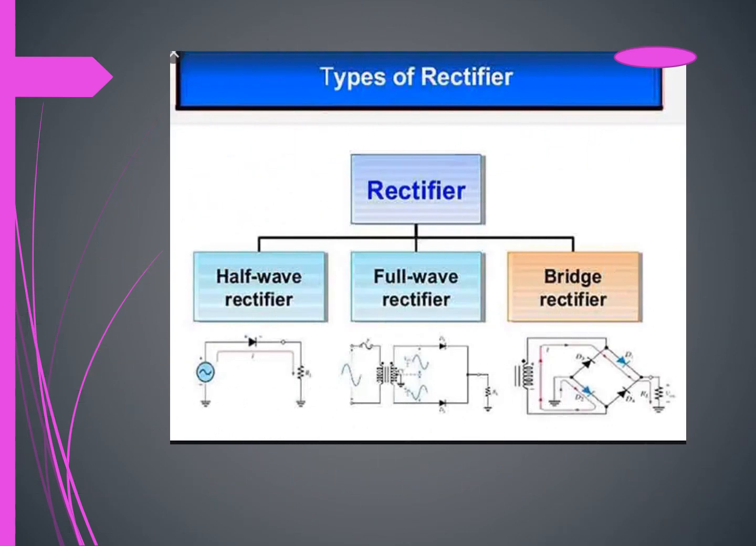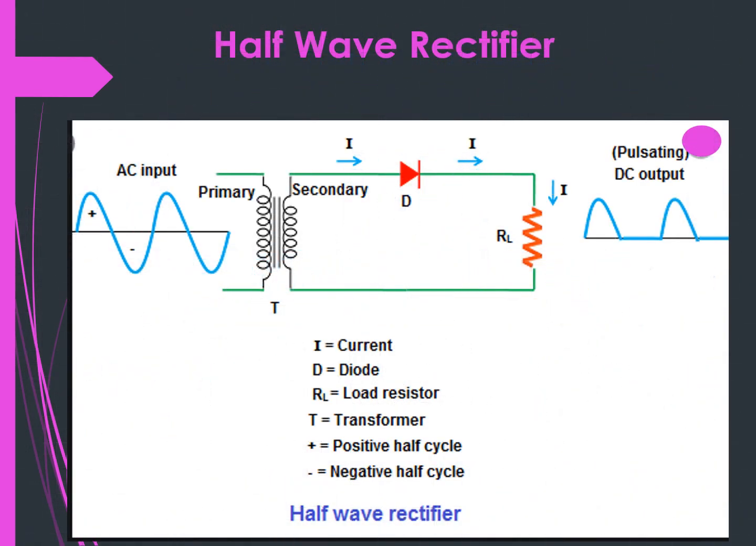Types of rectifier: there are three types of rectifier. One is the half wave rectifier, the full wave rectifier, and the bridge rectifier. In this video we'll discuss two topics: half wave rectifier and full wave rectifier. So the next topic is the half wave rectifier.